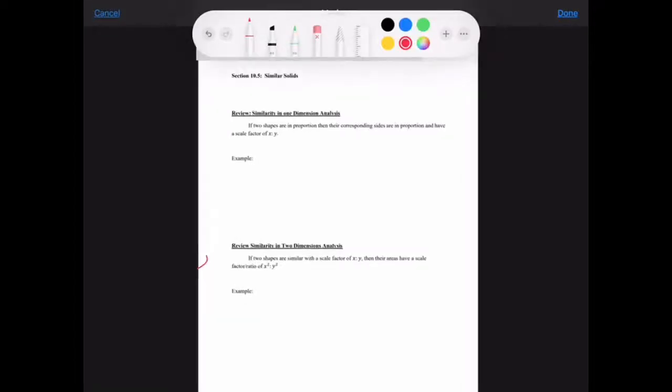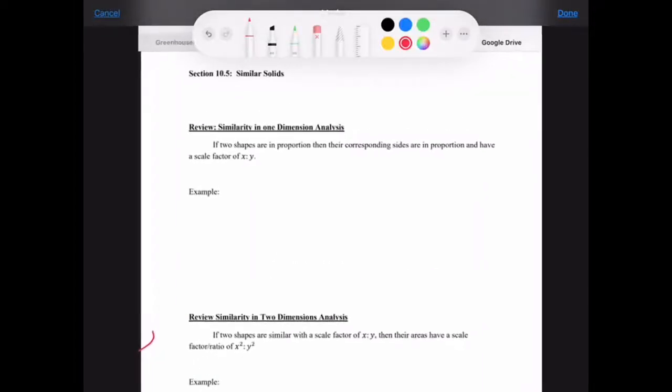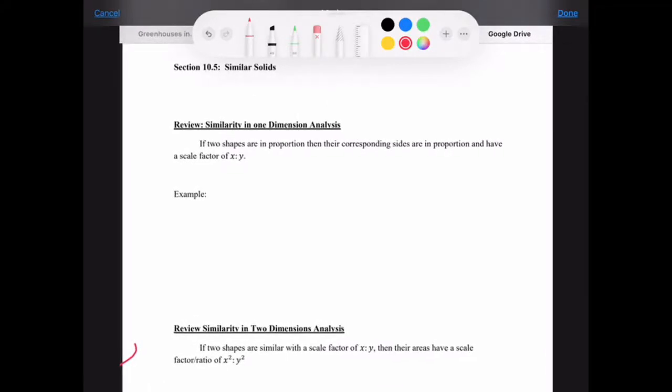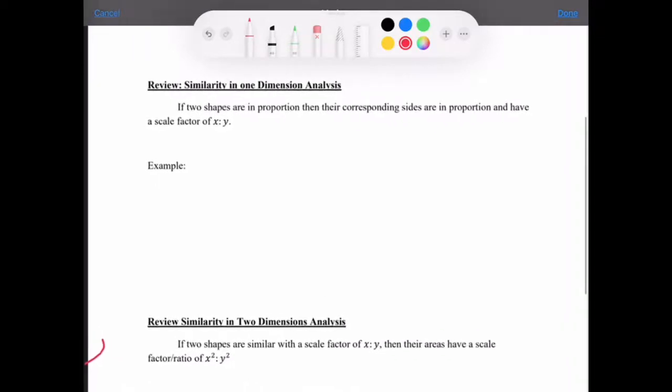So today we're going to be doing 10.5, which has to do with similar solids. Just like similar triangles and proportional relationships, it's the same thing that we're going to be looking at, similarities. So let's start. Review similarity in one dimension analysis.